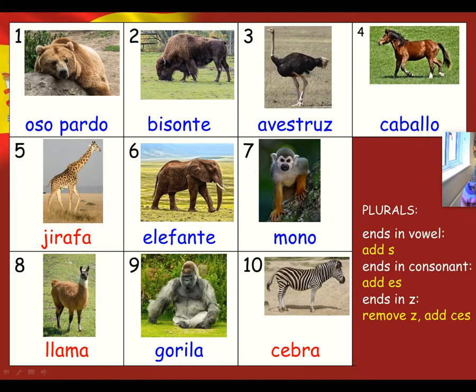So here are our animals back again. The little rule for making things plural is in the corner there, just to give you a little bit of a reminder. And let's see if we can put our animal words into their plural forms. So the first one, oso pardo, is one brown bear, but how do we say brown bears?